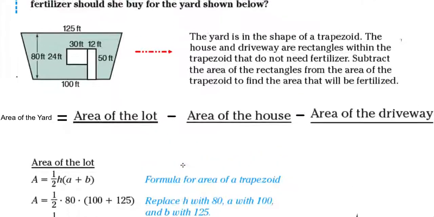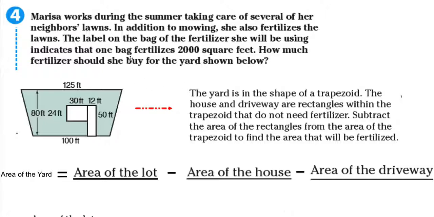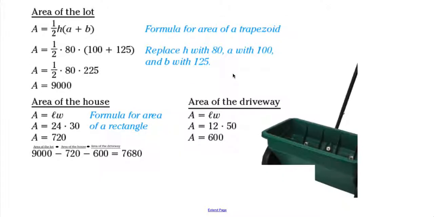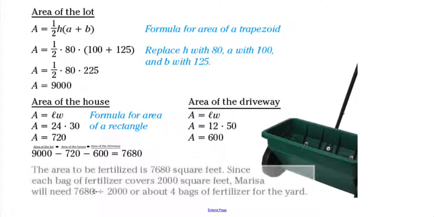After finding the area of the yard, it says there that the label on the bag of fertilizer she'll be using indicates that one bag fertilizes 2,000 square feet. So how many fertilizer bags should she buy for the yard shown? Okay, so the area to be fertilized is 7,680 square feet. Since each bag covers 2,000 feet, Marissa will need 7,680 divided by 2,000, or about 4 bags of fertilizer for the yard. Again, in this case, we need to round up, because if we round down, we won't have enough bags to fertilize the yard.